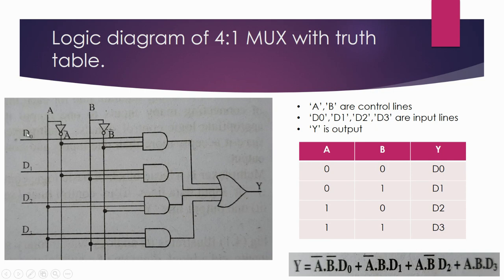Now whatever the value will be in D0, it will get passed through the first AND gate. If it is 1 or 0, whatever it is, that value will be passed through the first AND gate. Automatically the other values will be 0, and only the first value D0 will be there. In this first line D0 will be there, and all the other 3 lines will be 0. So Y will be getting D0.